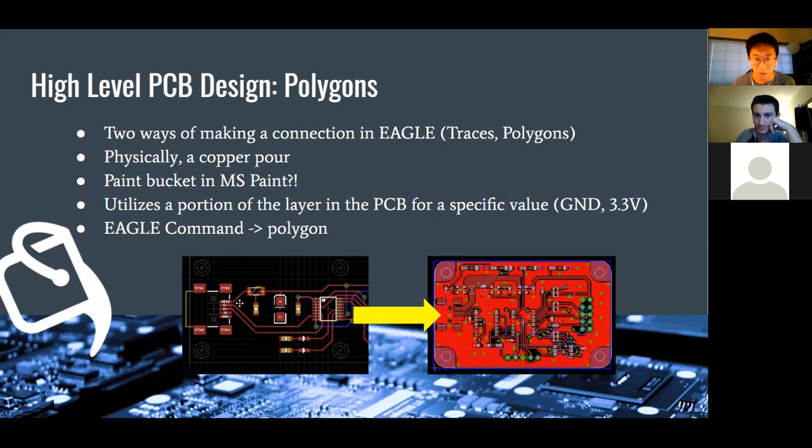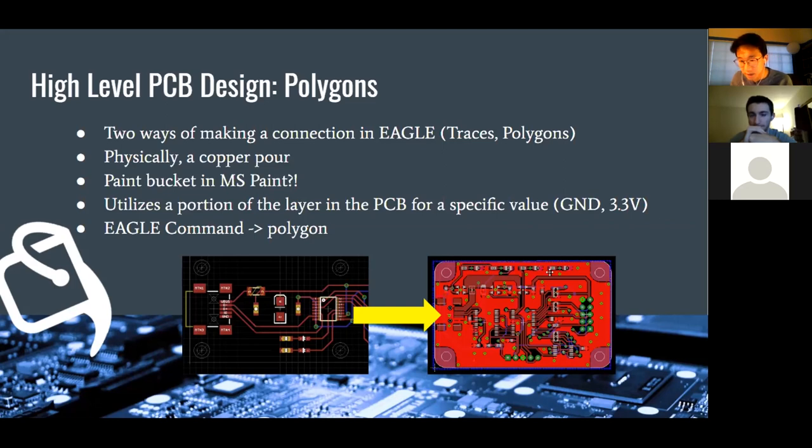We've done it this way through traces, but a lot of the time you want to use a polygon. Physically that means creating an area that's a copper pour, which merges a lot of the connections you have there together. Eagle does this automatically. All you have to do is draw an outline with the polygon command. A good analogy is the paint bucket: it fills that area in with that certain connection. You would usually want to do this for ground and voltage or power signals. It merges that entire area, as you can see in the picture below where the arrow is pointing, with that same signal. It's very intuitive, because all of those signals are connected together.